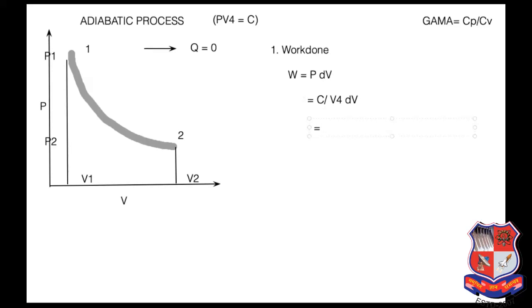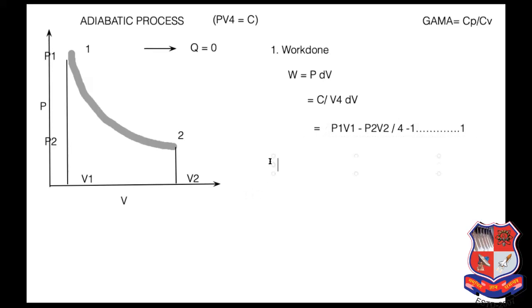The integration of 1 over V raised to gamma is V raised to minus gamma plus 1 divided by minus gamma plus 1. After simplifying, we get the equation of work done: P1 V1 minus P2 V2 divided by gamma minus 1. I don't have the gamma symbol, so I write the 4 here, it is minus 1. So it is equation number 1, the work done of the adiabatic process.